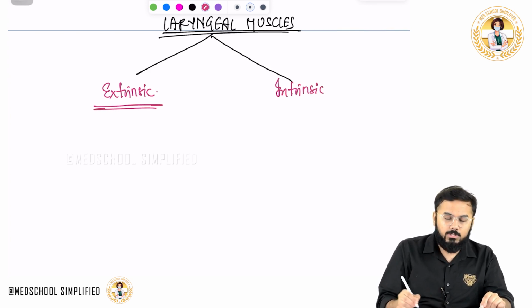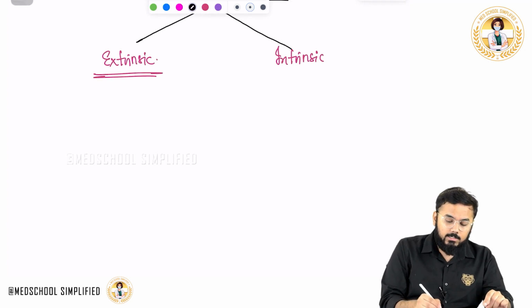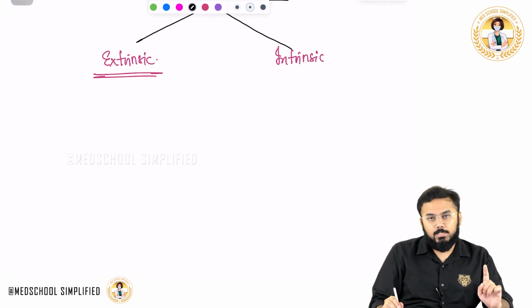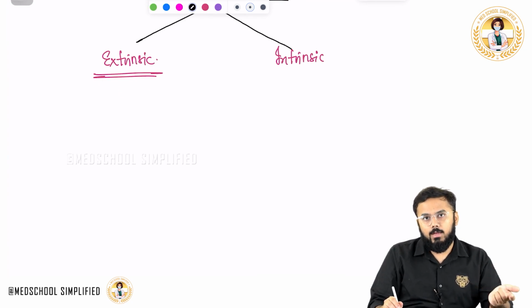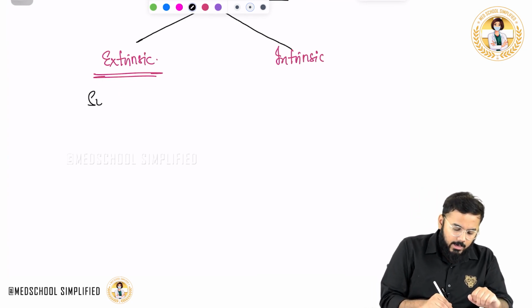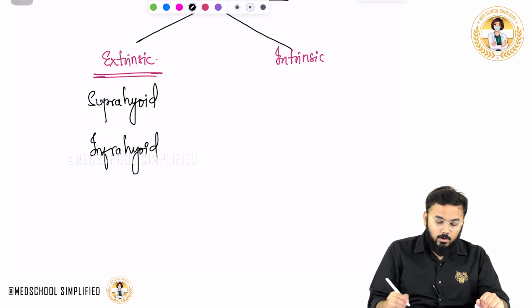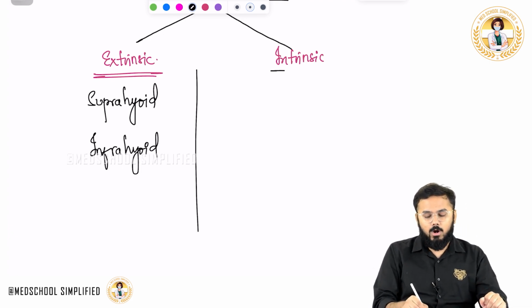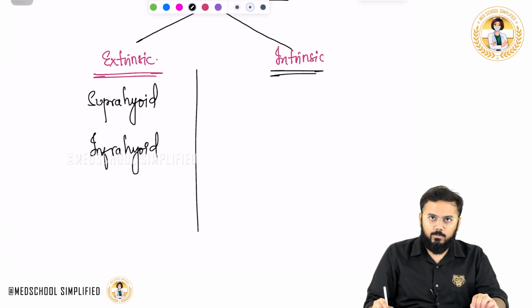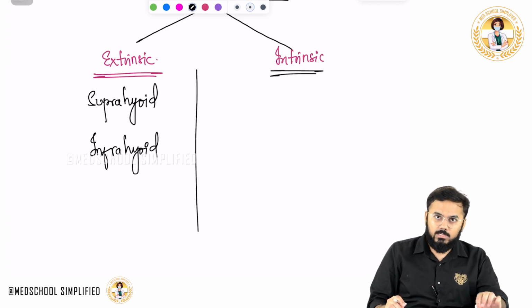What are your extrinsic muscles? We have already discussed this in a previous video. Extrinsic muscles are those muscles which are present above the hyoid bone and below the hyoid bone. They are called your suprahyoid muscles and also your infrahyoid muscles. Now when it comes to the intrinsic group, what are the different kinds of muscles we have got? Let us discuss all these muscles one by one.